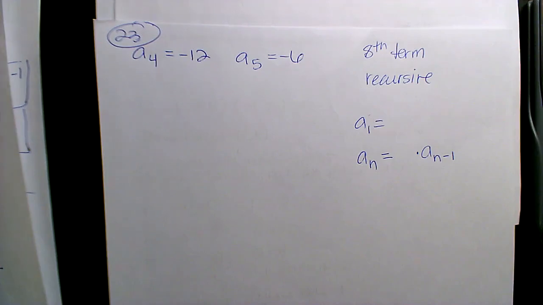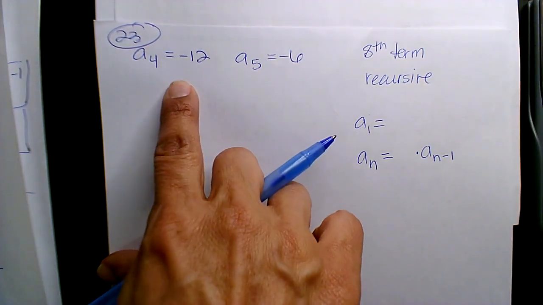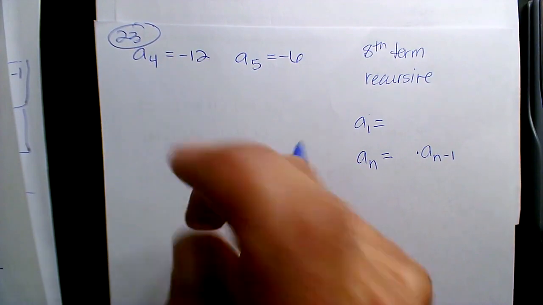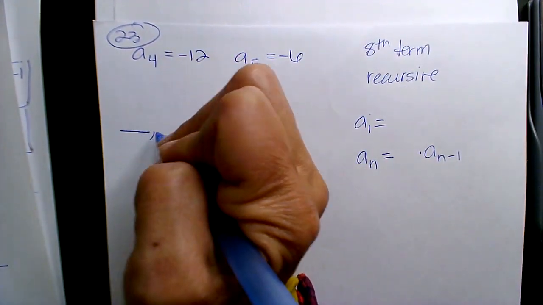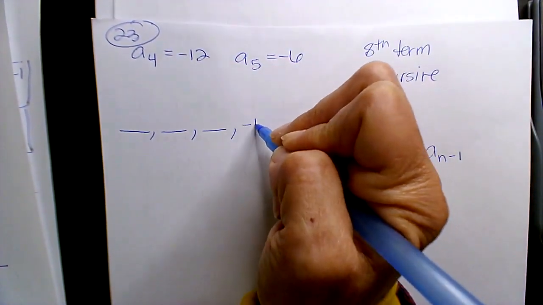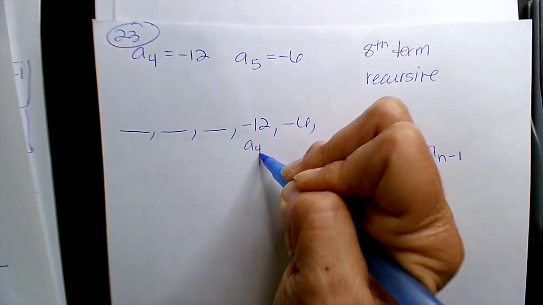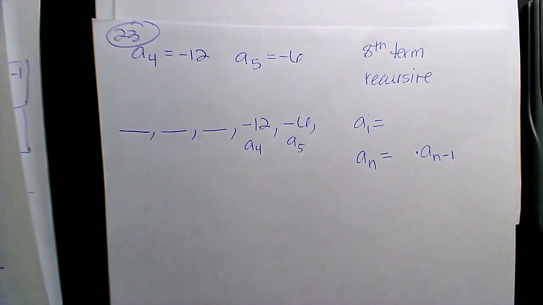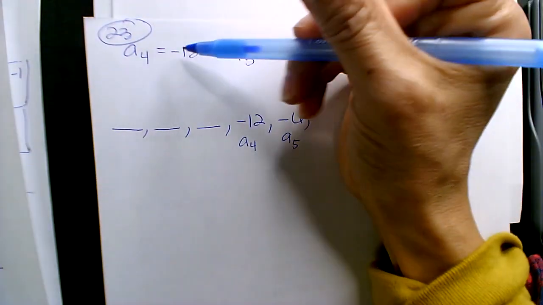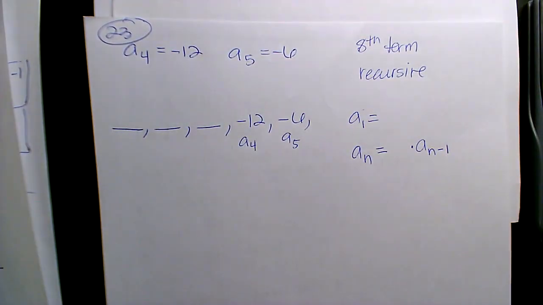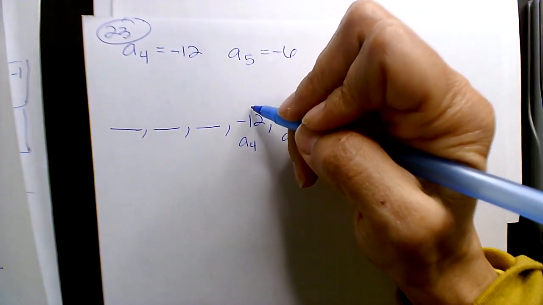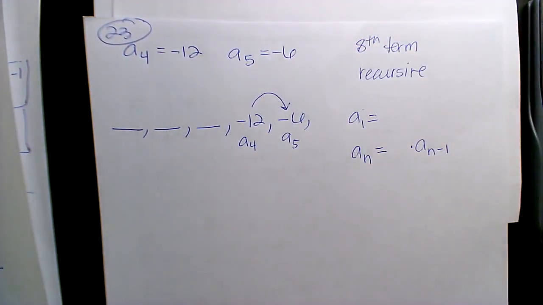Like a formula, you could just look at it and see a4 is negative 12. So if this kind of helps you guys. Okay, this is the 4th term, this is the 5th term. Okay. Because the two terms are side by side, see how it goes from negative 12 to negative 6. What did you multiply by? Or let's go multiplication though. But what happened?